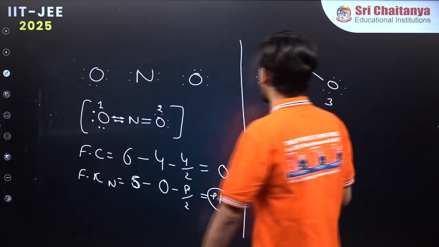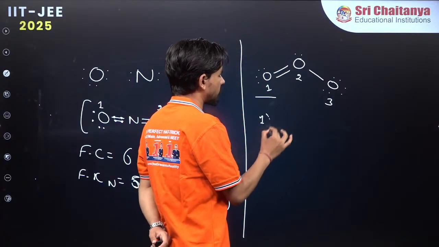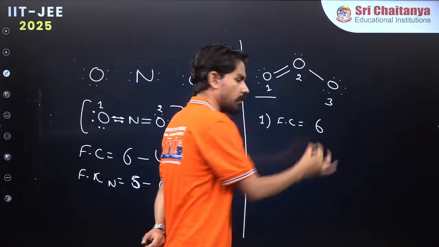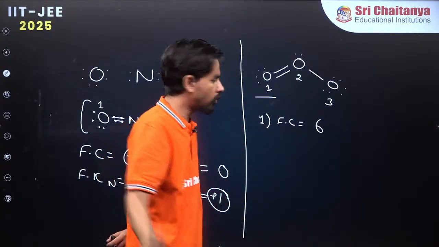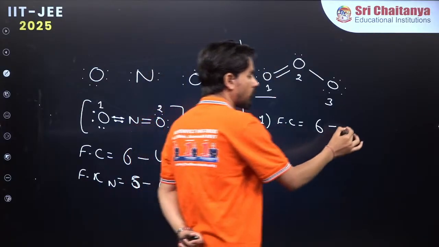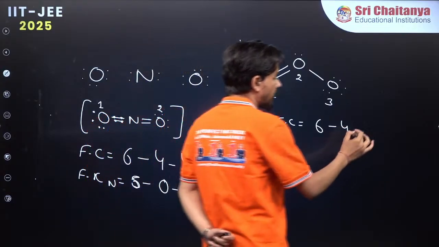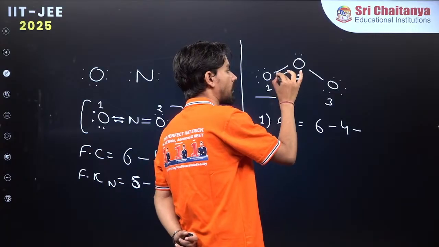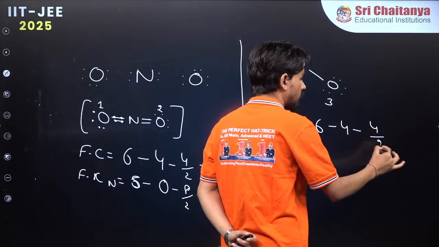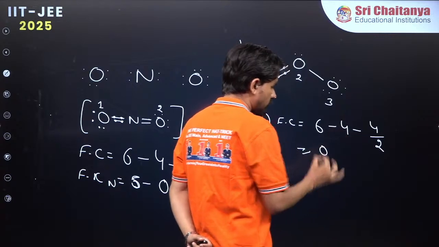Okay. See, for oxygen 1, formal charge is equal to valence electrons of oxygen, always 6, minus how many unshared? 1, 2, 3, 4. 4 electrons are unshared. Apart from that, how many are shared? You can see 1, 2, 3, 4 are shared, shared by 2. That is the formula. So it will be equal to 6 minus 4 minus 2, that is equal to 0.